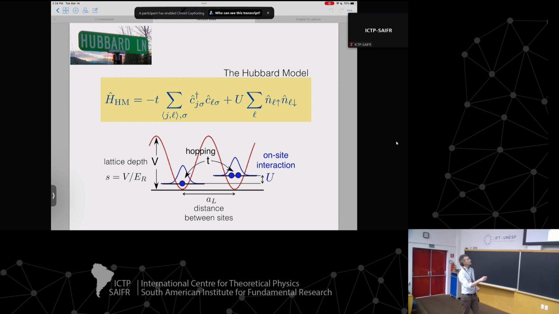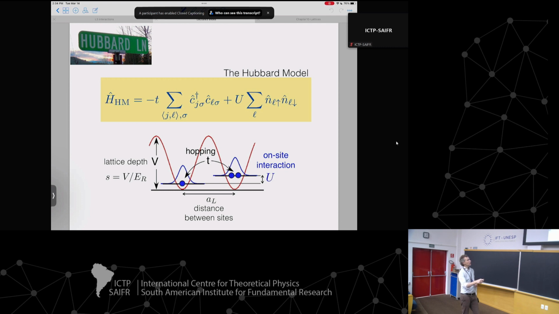What we've been talking about so far is a Hamiltonian that describes tunneling like this, where particles can move around. If there's a spin, I need to add a spin index to the creation and the annihilation operators. But what we haven't talked about yet is interactions. And so I want to talk about this.